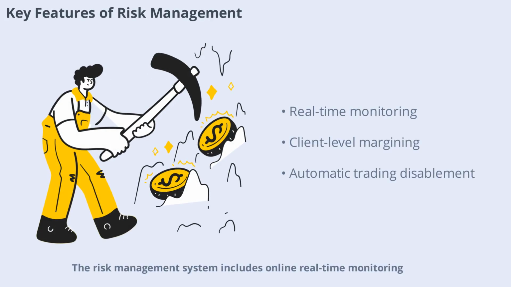The risk management system includes online real-time monitoring, client-level margining, alerts on collateral utilization, and automatic disablement from trading when limits are breached. There are also capital adequacy requirements for members and separate settlement guarantee funds for each segment. These features ensure that risks are identified and managed proactively, minimizing the chances of default and market disruption.